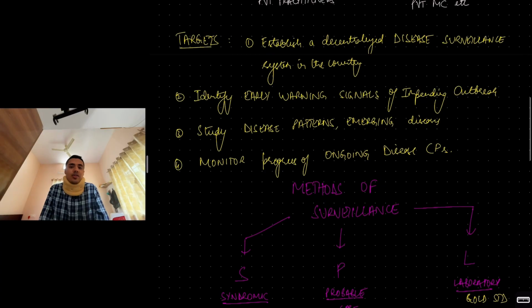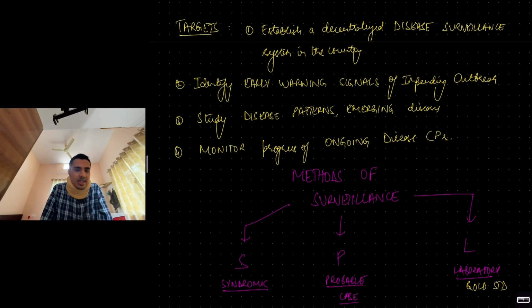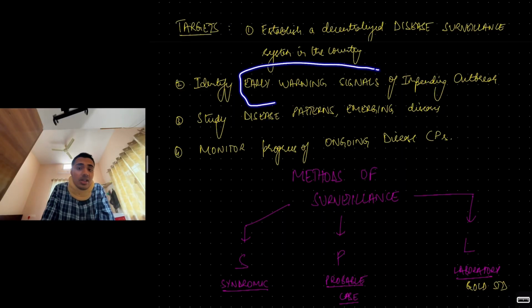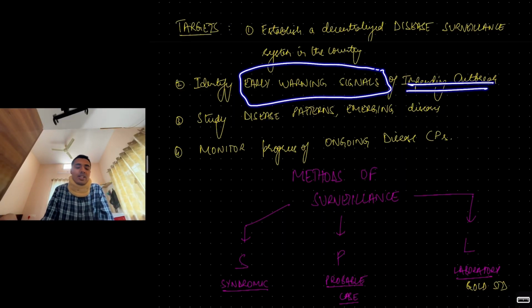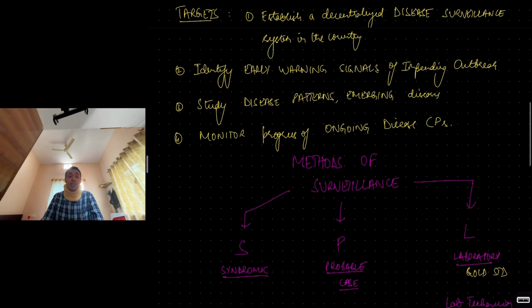Next, coming to the targets of this IDSP program. First of all, it is a disease surveillance system. So we want to have a decentralized disease surveillance system in our country. Through this program, we can identify certain early warning signals of impending outbreaks. If there's any upcoming outbreak of any disease, you can detect early warning signals that this disease is going to spread like anything in the next few months. Through this project, we can also study the disease patterns from the data obtained, and we can identify new emerging diseases, etc.